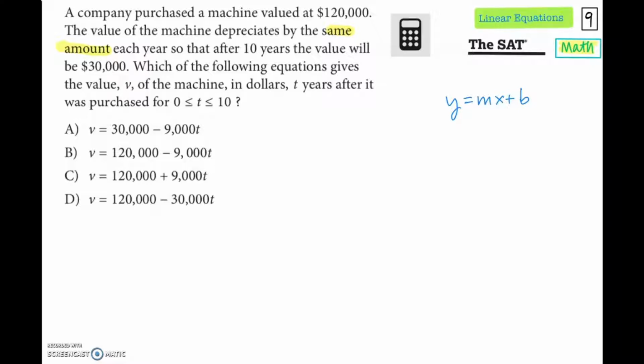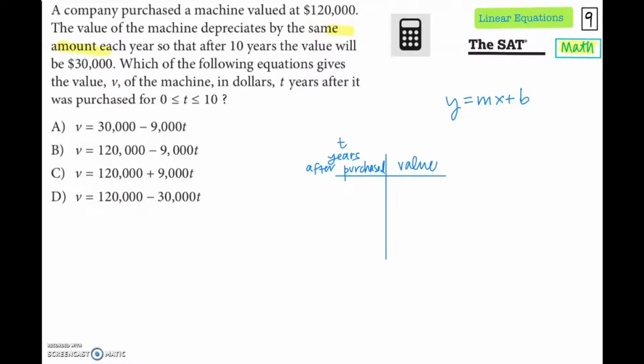So that after 10 years, the value will be 30,000. Okay, so initially it's 120,000, and then after 10 years of constantly going down at the same rate, it's going to be worth 30,000. Which of the following equations gives the value V of the machine in dollars T years after it was purchased? And in these answers, we see a lot of the numbers. That 120,000 was that initial value. There's a 30,000.